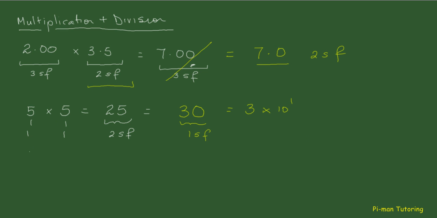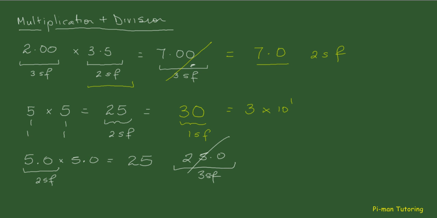Now clearly if we had measured those dimensions more accurately, then we would have been dealing with two significant figures in each case, and so we'd be quite justified in reporting the result of our experiment as 25, not 25.0. That would be three significant figures, so that's not allowed.